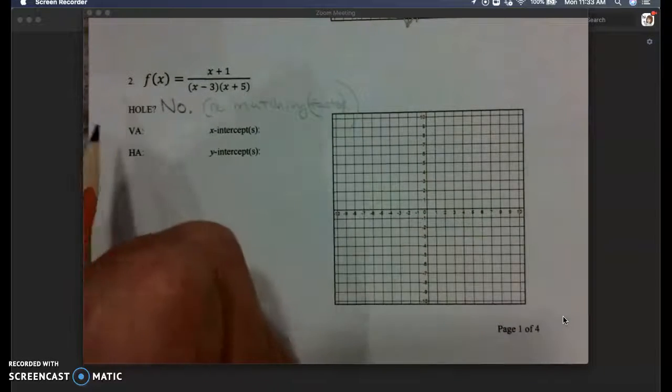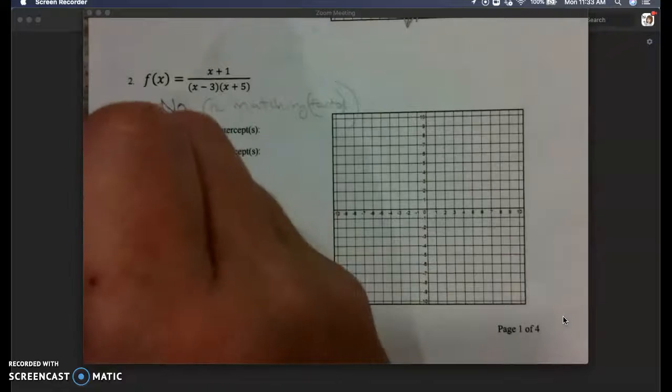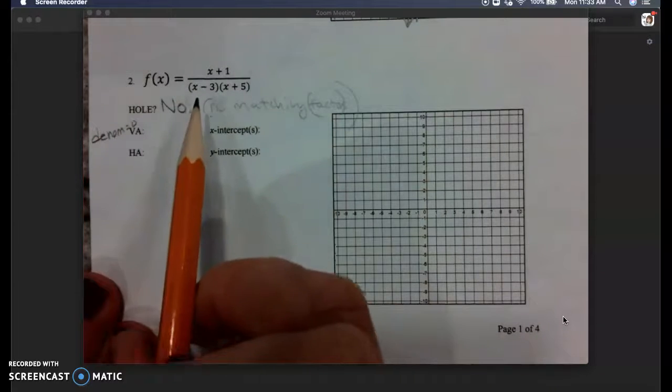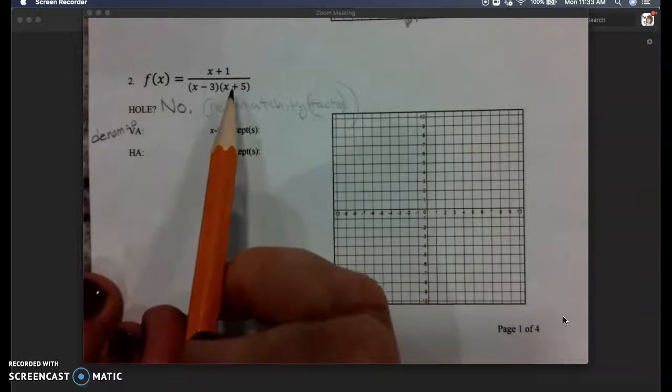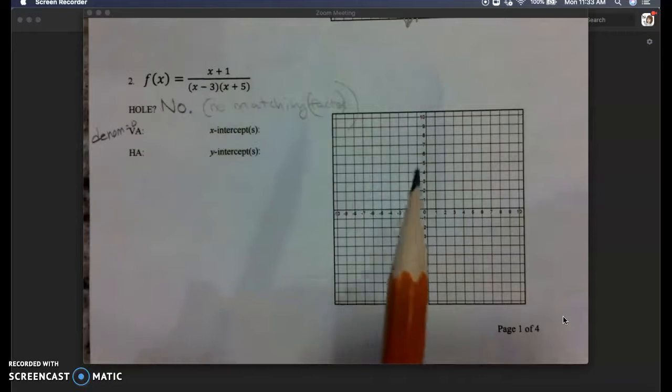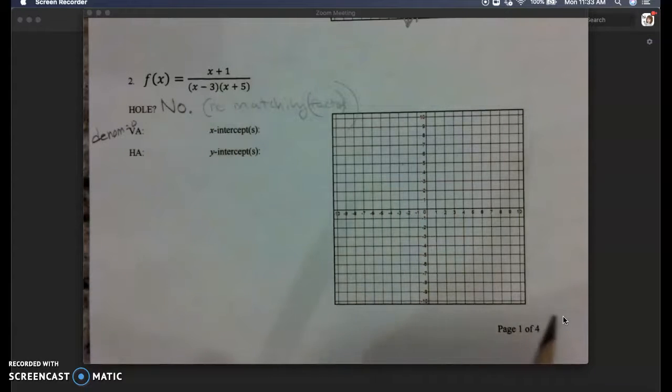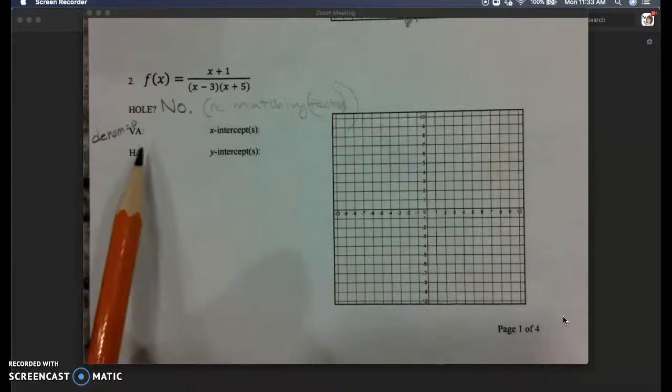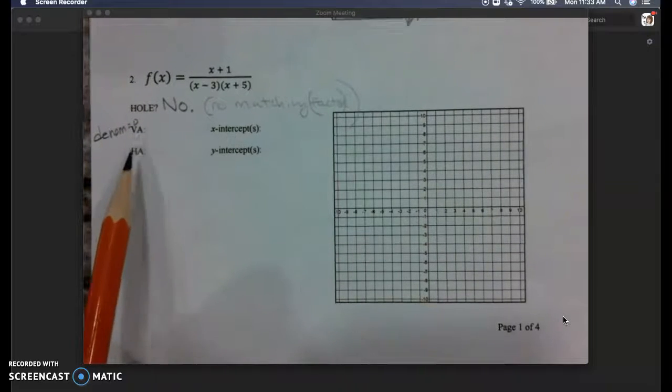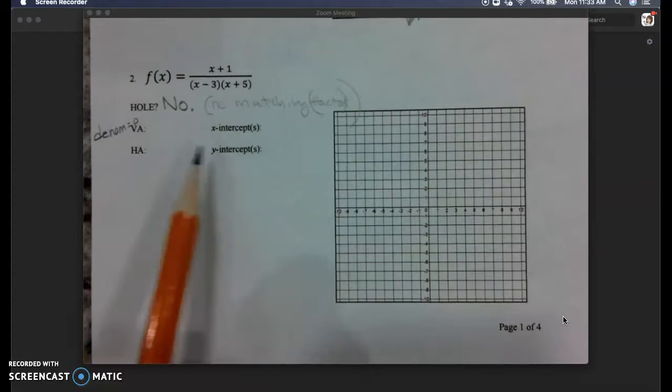All right, so now we go to our vertical asymptote. Vertical asymptote is when the denominator equals 0. Whoa, there's 2. Can there be 2? Yes. Vertical, you can have more than 1. You can't have more than 1 y's, but you can have more than 1 x's. So these 2 guys you can have more than 1 of, but these 2 guys you can only have 1 of, okay?